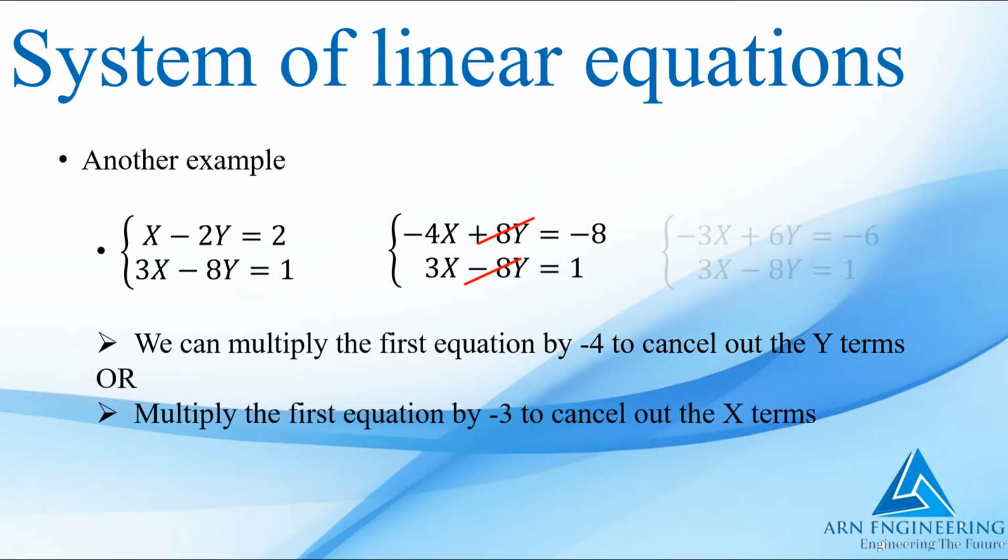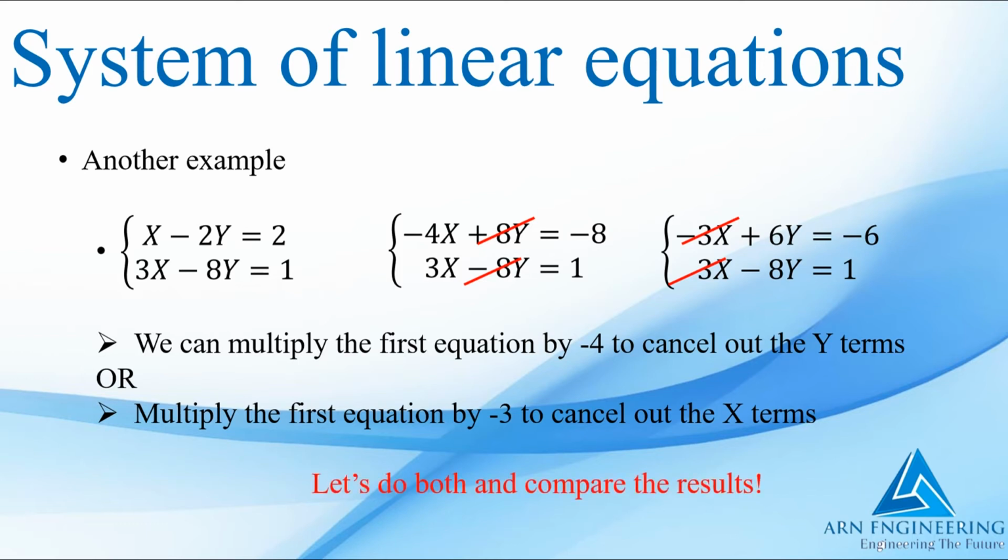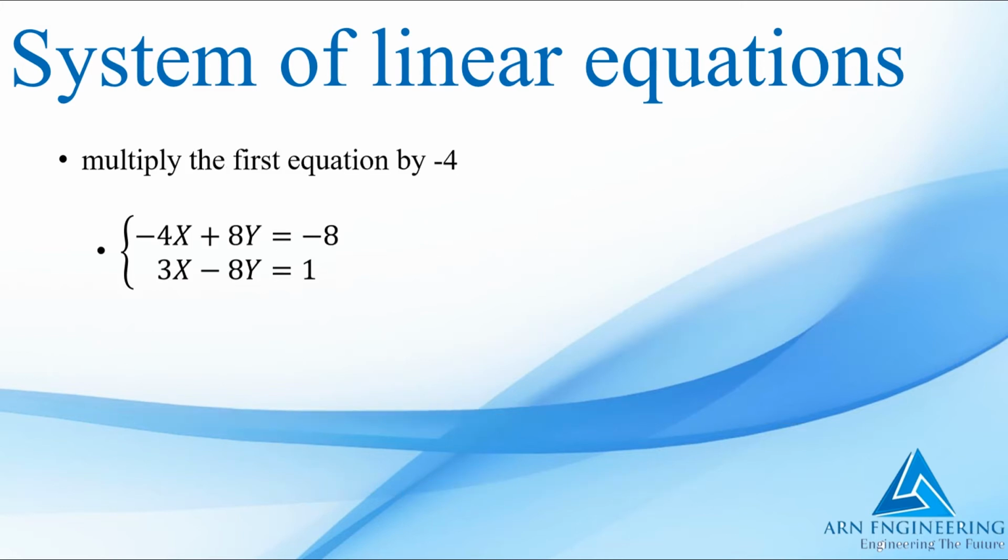We could also multiply the top equation, the first equation, by negative 3. And that will give us negative 3x plus 6y equals negative 6. And in this case, the x terms can cancel out. So let's do both of them and see if we can get the same solution to this system of linear equations. Let's look at the first case first.